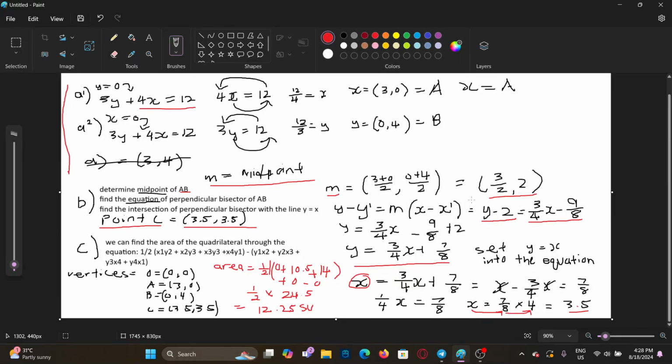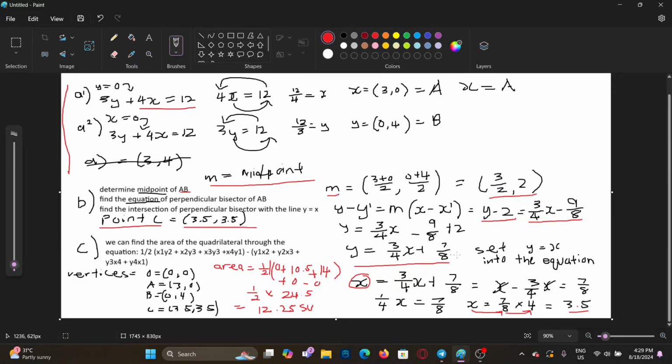So y minus 2 equals 3 over 4 bracket x minus 9 over 8. We simplify so that we're left with y equals 3 over 4x minus 9 over 8 plus 2. Then we simplify again so that we are left with y equals 3 over 4x plus 7 over 8.